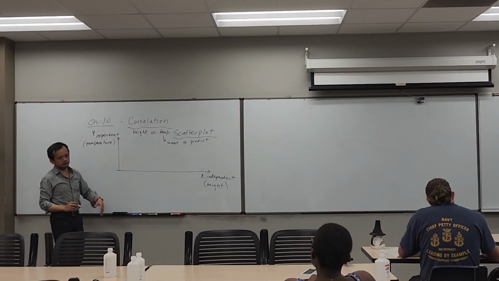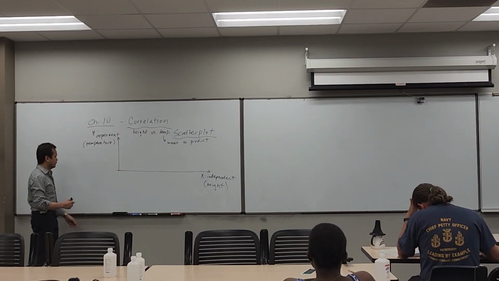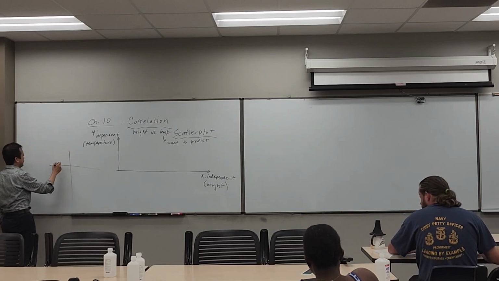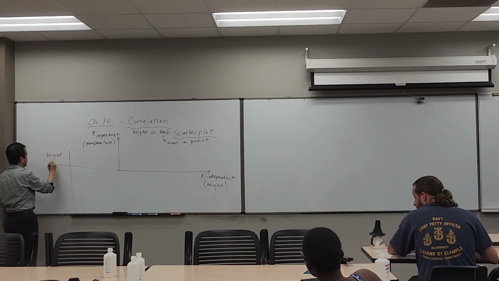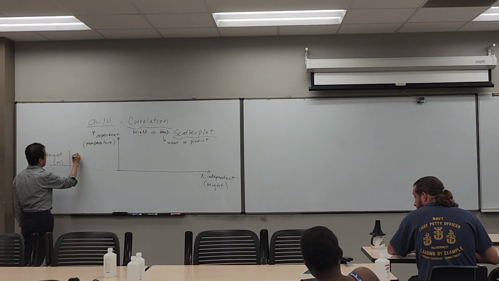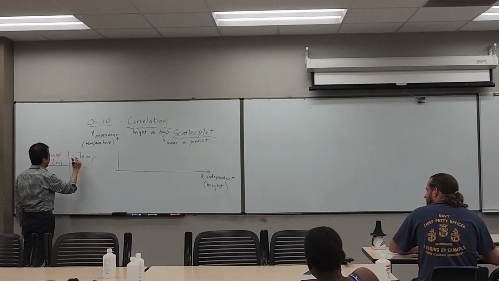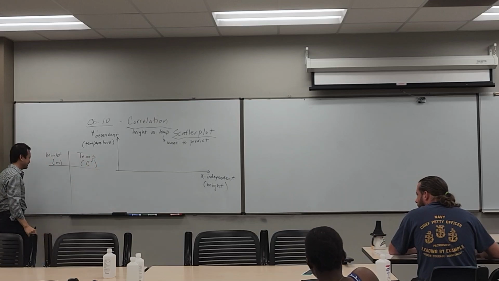For the scatter plot, we're just going to plot a bunch of data points that we've observed. Let's say we have a certain height up the mountain, measured in meters. And the temperature, let's say we measured in Celsius.